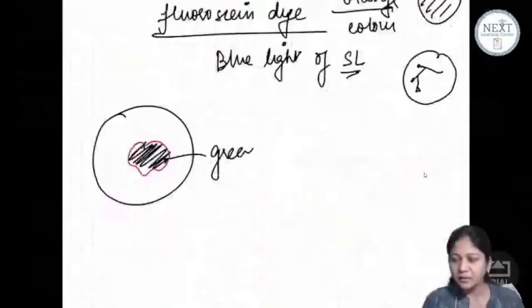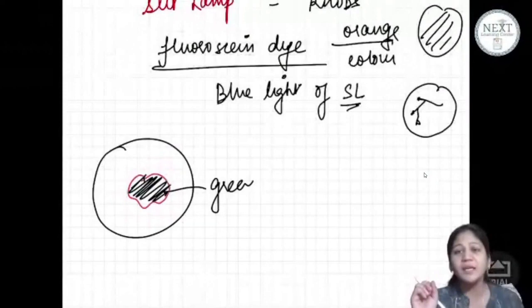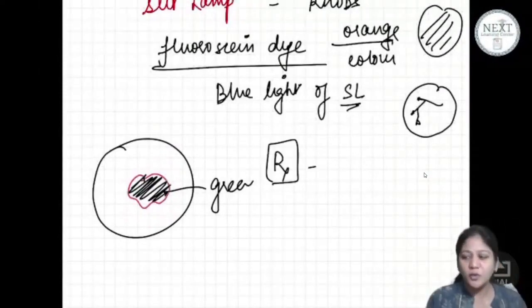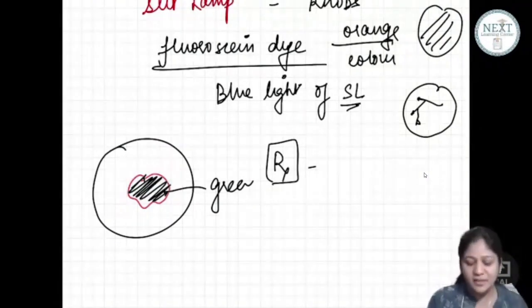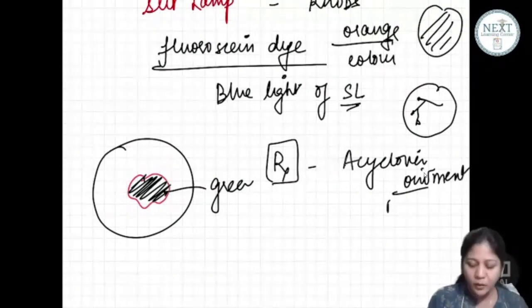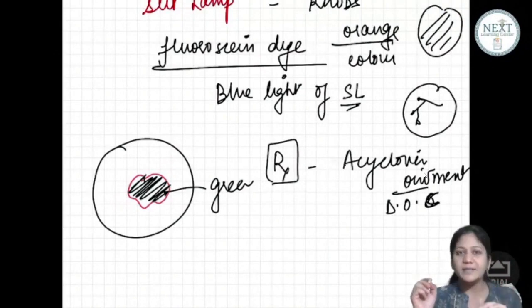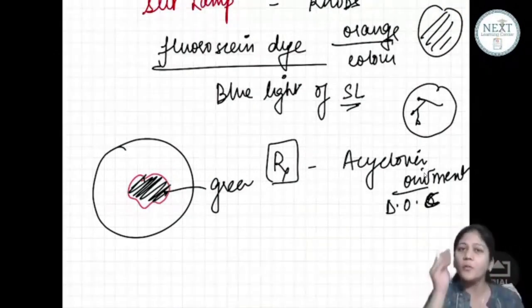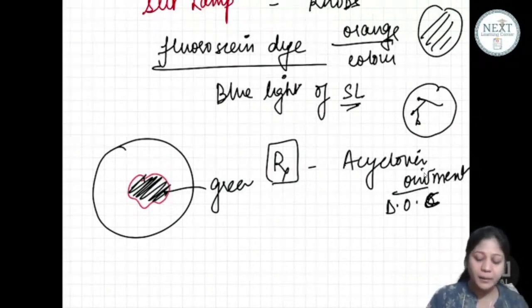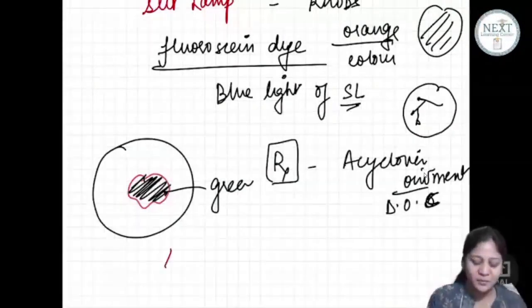Okay child? Now my question, very important. How are you going to treat this ulcer? So you will give antiviral agents and you will give acyclovir ointment. This is the drug of choice. Okay? Acyclovir ointment is the drug of choice. Question very frequently asked. Acyclovir ointment is given. Drops are not available in the market.